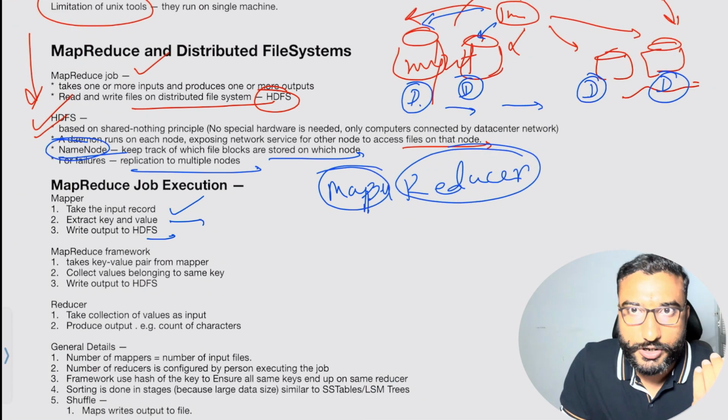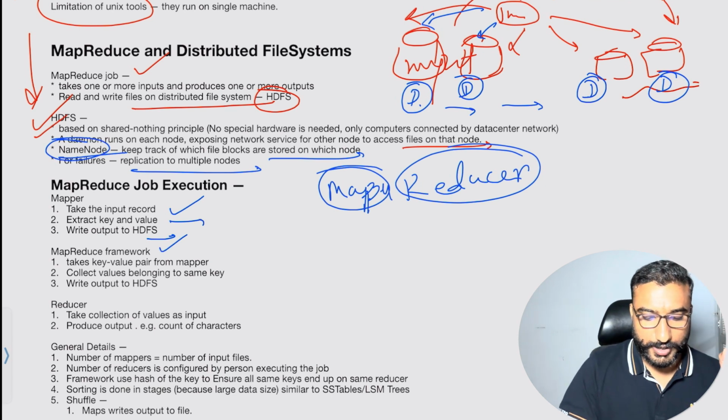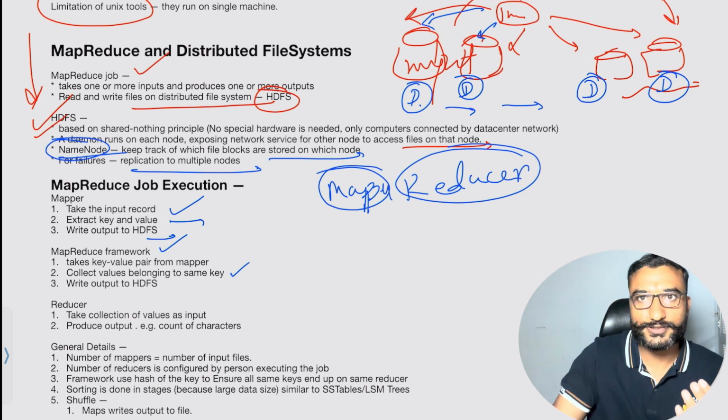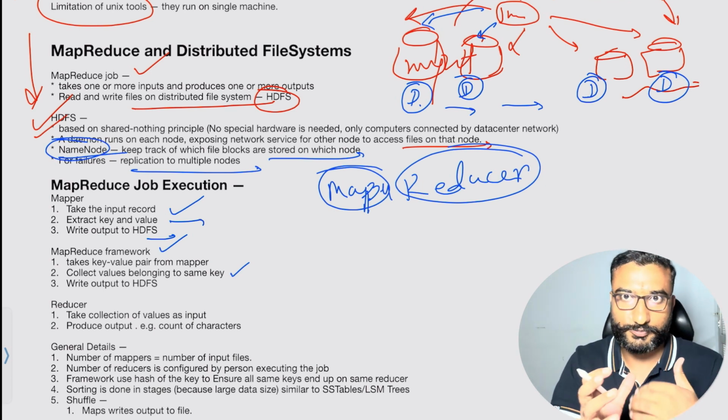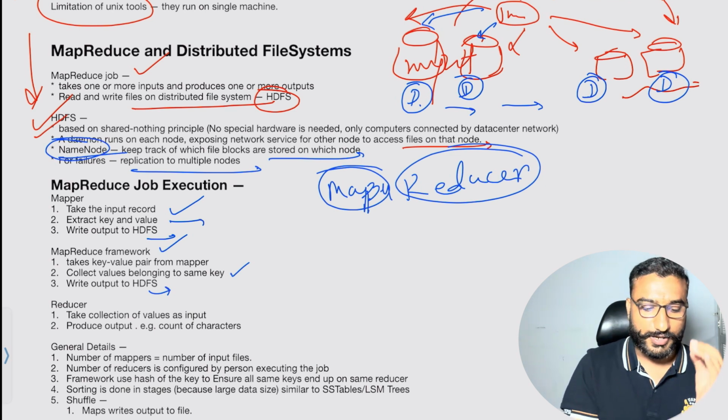Now the second component is the MapReduce framework. It takes the key value pairs from the mapper, whatever we have stored on the disk. Once that is done, it collects values belonging to the same key. So it's basically aggregating those values which belong to the same key, and then it again writes the data to the HDFS. Once that is done, the job of the reducer comes in.